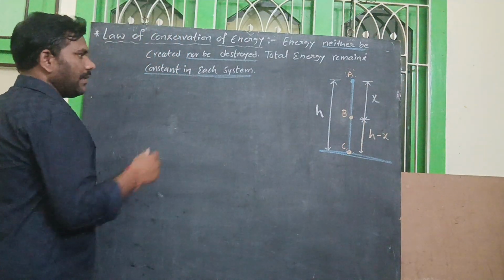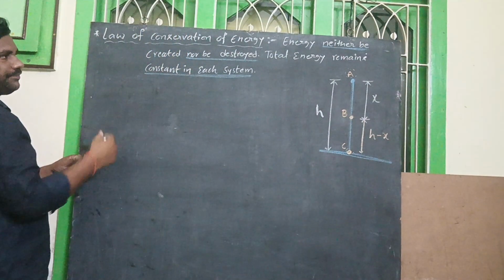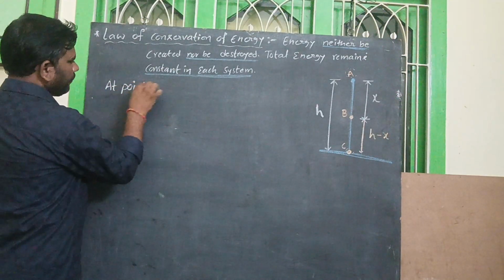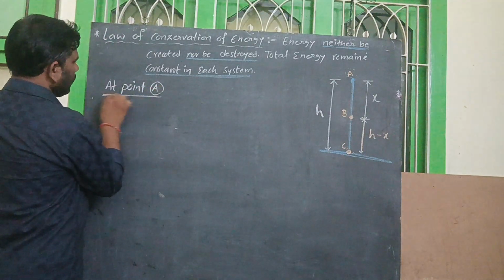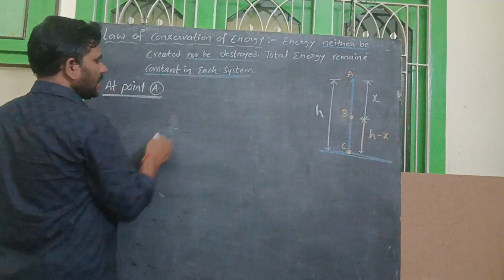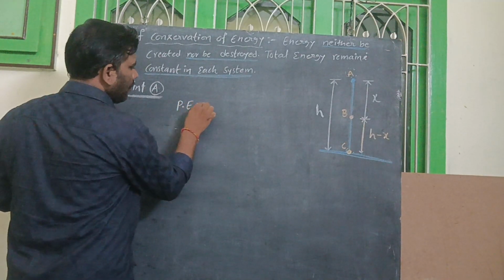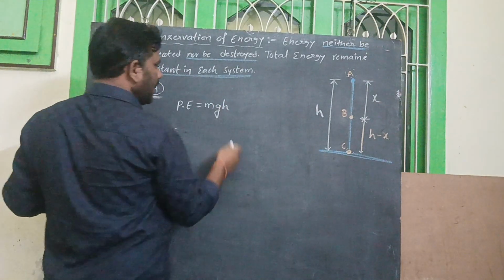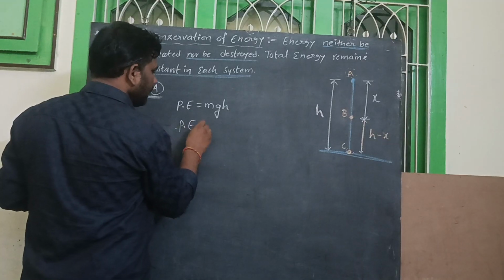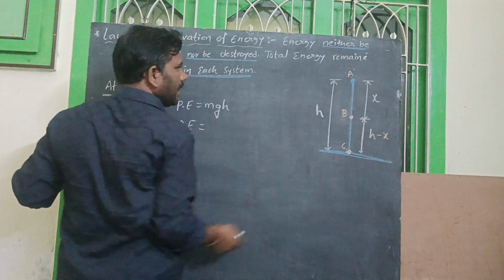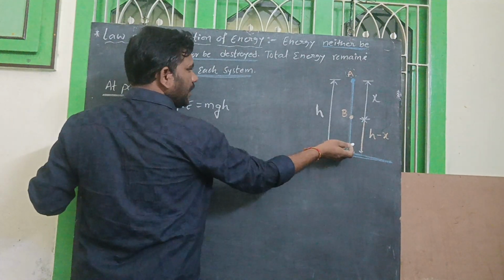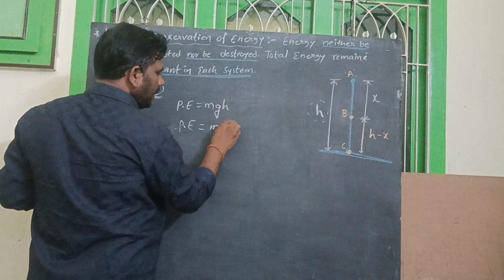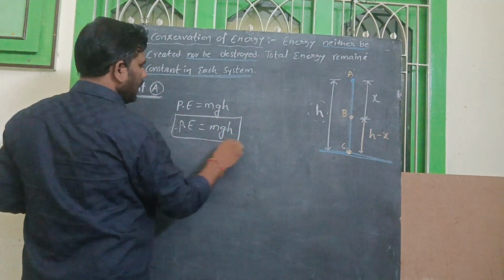Let us find out the total energy at point A. First of all, we find out the potential energy. What is the potential energy formula? Potential energy formula is mgh. We take the height from the ground to point A, the total height, which we consider as h. Then we can write mgh. So this is the potential energy.